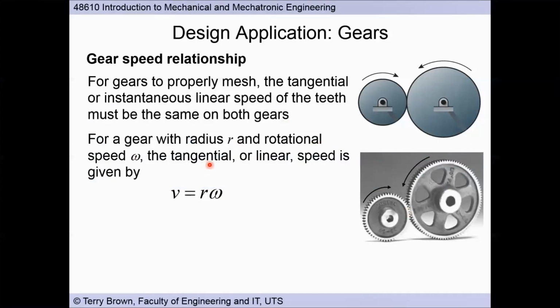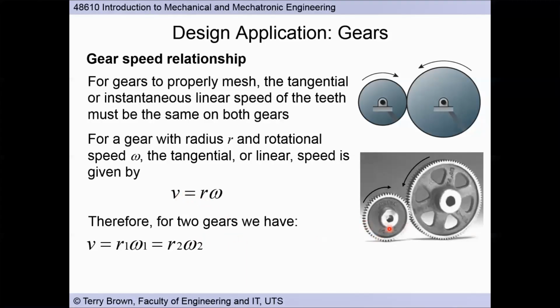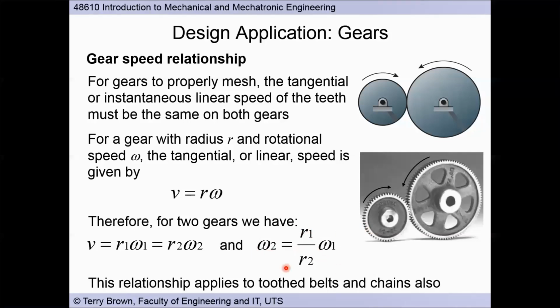Alright, so we saw this before, V equals R omega. So for the two gears, if we have R1 and R2, gear 1 has radius R1 and speed omega 1, gear 2 has radius R2 and speed omega 2. And if we rearrange that equation, we get the output speed. So if this is gear 2 here, that's equal to the input speed times the radius of gear 1 over the radius of gear 2. Okay, and we can apply this relationship to toothed belts and chains also, which we'll be looking at later.